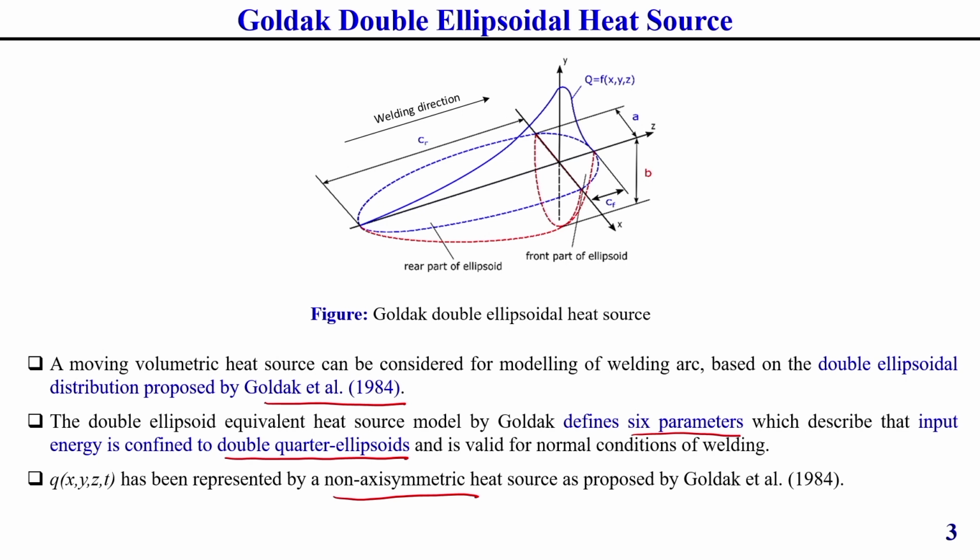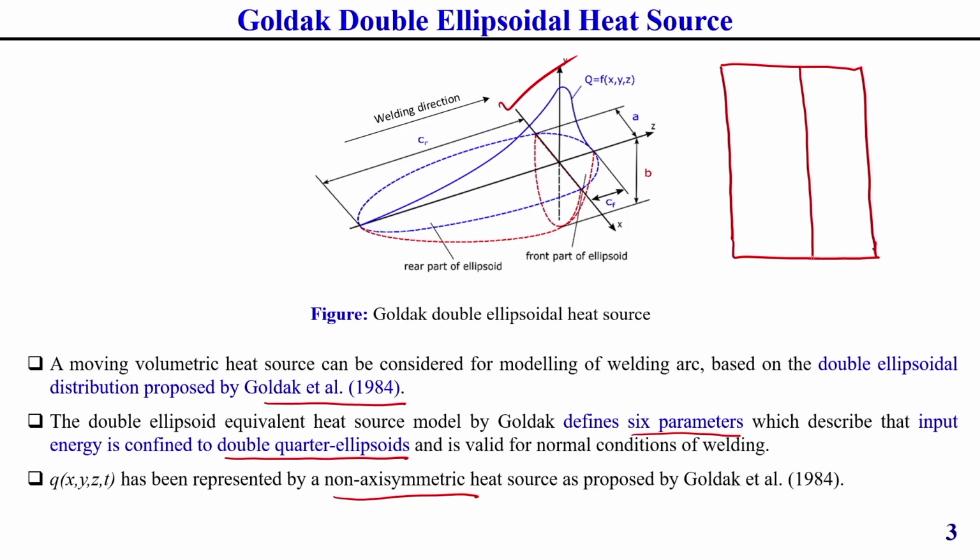Double ellipsoidal heat source model, how it is, I am going to discuss a little bit here. I have already shown you the geometry of this double ellipsoidal heat source model. Let us consider this is a weld specimen, where the heat source starts from here, and when it moves, you will observe that the heat source shape becomes like this along the weld line.